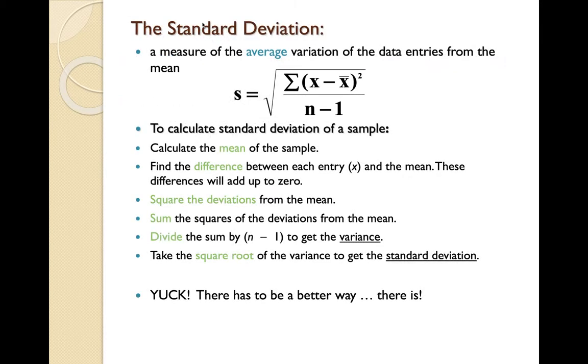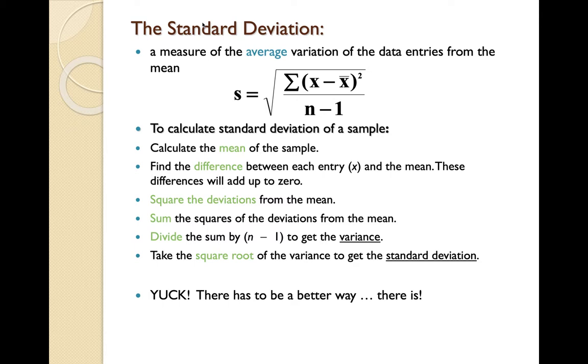The standard deviation is a measure of the average variation of the data entries from the mean, or the average difference between each data value and the mean. And our formula for that is the square root of the sum of each x minus the mean squared over n minus 1. So if you're going to do this by hand, there are a ton of steps.